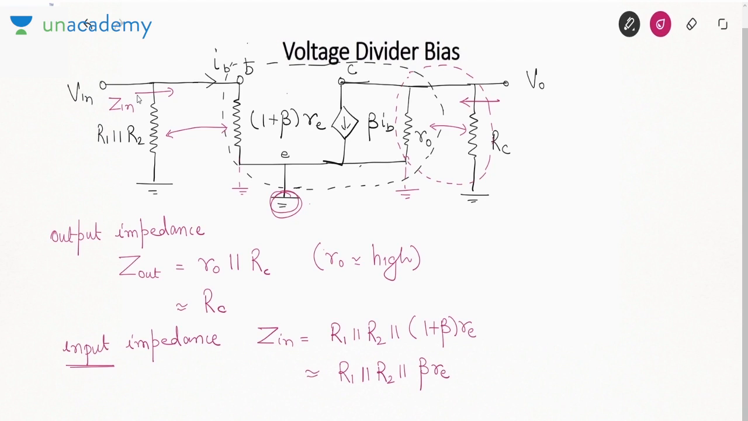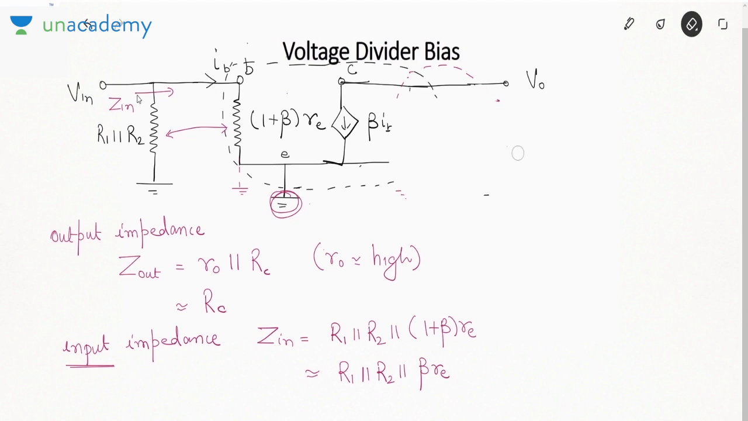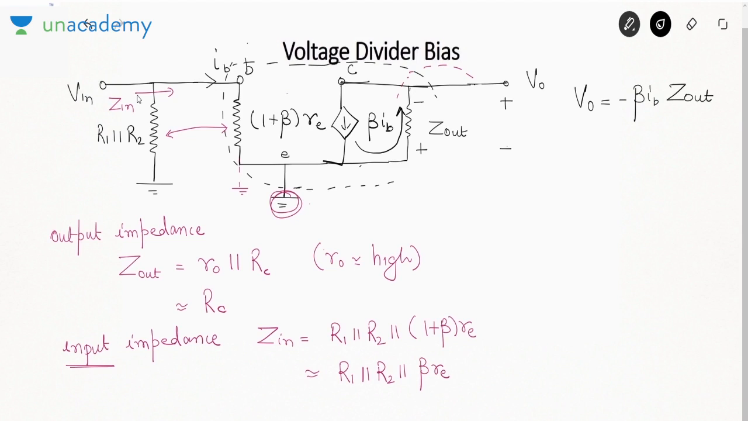Now when we have to talk about voltage gain, see this. I will replace this entire resistance by a single resistance, that is Zout. So what about V naught? This current will go like this, plus minus, but V naught is like this. So V naught is negative beta IB into Zout. Now we want to find the relation between V naught and V in. When we talk about voltage gain, we want to find the ratio of V naught and V in. To find this ratio, you have to find this IB.